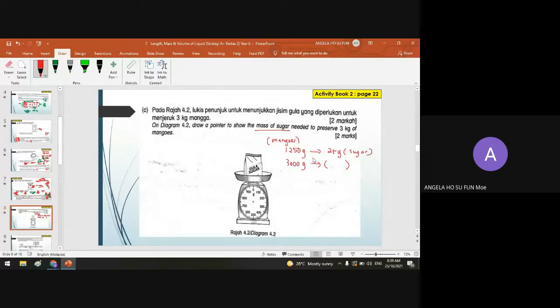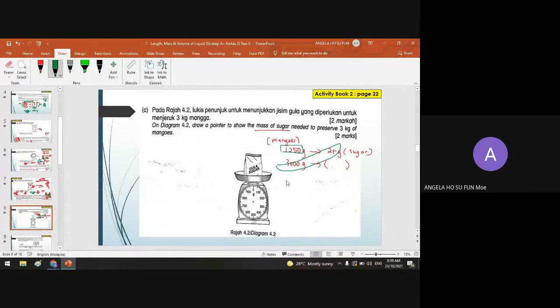First of all, I know already 1,250 cannot multiply by any round figure number to get 3,000. So again, we do proportion. What did I teach you just now? Do cross multiplication and divide this number.